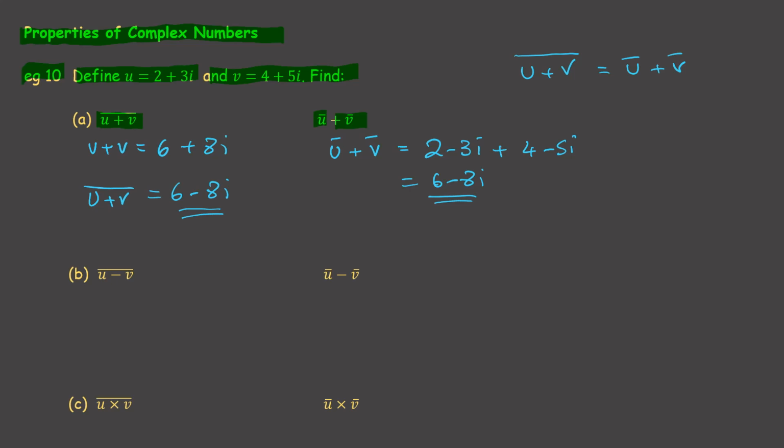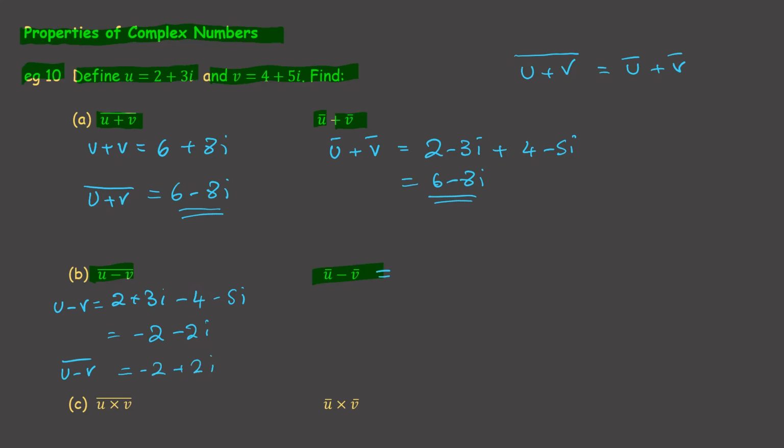And then we're going to do the same thing with subtraction, and you're probably going to guess this is not going to be very different. So in this case, we'll have 2 plus 3i, take away 4, take away 5i, and that's going to be negative 2, take away 2i, and then if we do the conjugate of that, so that one there was u take away v, and so if we do the conjugate of that, it's going to be negative 2 plus 2i.